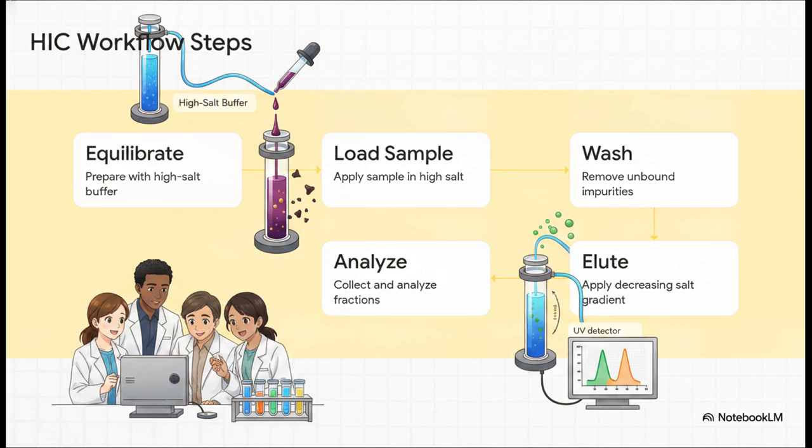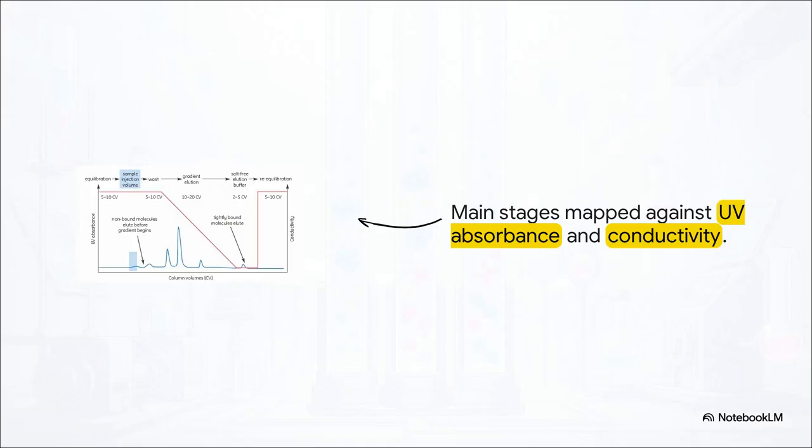We're usually using a UV detector, maybe some SDS-PAGE, or protein activity assays, just to measure the concentration and purity as it all leaves the column. When you map this whole workflow out over time, it reveals this really fascinating dynamic. Check out that red line. That's representing our salt concentration, or conductivity. And as you can see, it drops at this nice, steady, linear slope during the gradient elution phase.